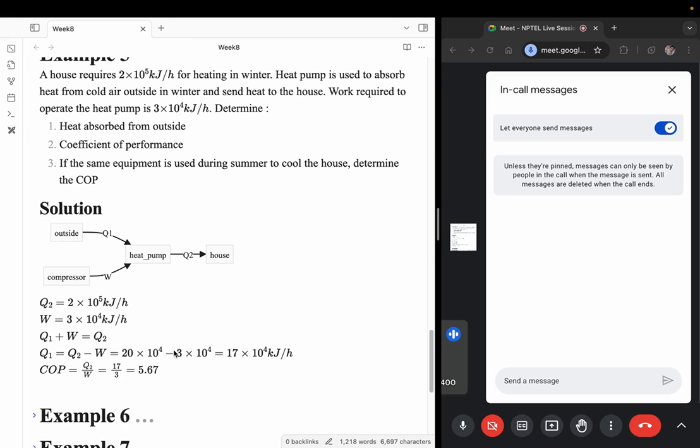Now instead, if you are using the same thing to cool your room in summer, what would happen is you are taking heat from your house. So this arrow will get reversed and this arrow will get reversed. Again, my output will be this one and my input will be this one. The only thing that will change in your equation is the temperatures here and here will get interchanged. Outside temperature will be higher and inside temperature will be lower. That's the only difference that you'll have in summer. Are there any questions?